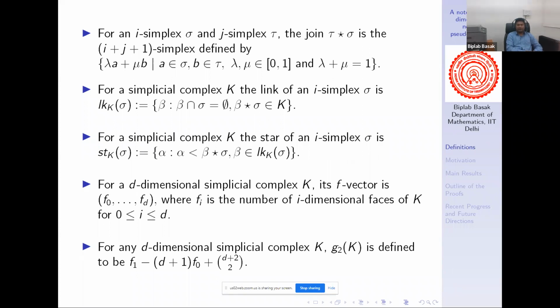Now similarly, we can define the star of a simplex. First, suppose we want to find the star of an i-simplex sigma. Then what we will do? We first take the link of sigma, and we take any element of that link of sigma, and then join with sigma, and then we take all possible faces of that. This collection is also a simplicial complex, and it is called the star of the simplex sigma.